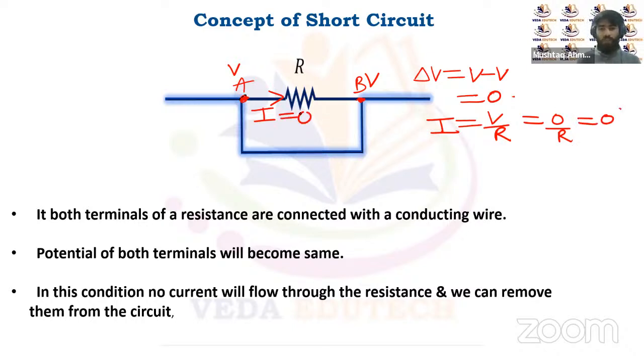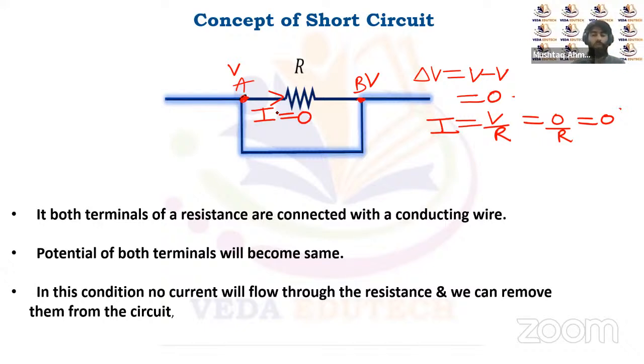It means that if this resistor is shorted like this, between the two points A and B, then the current flowing through this resistor will be equal to 0. There will be no current flowing through this resistor, right?